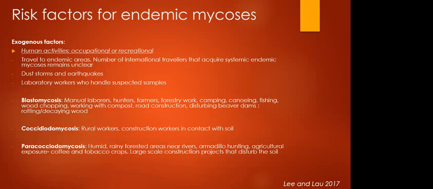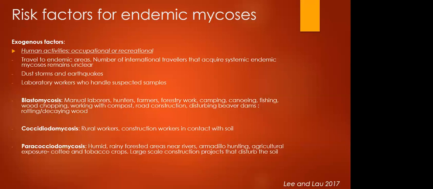So each of the endemic mycoses have specific exogenous risk factors. There are certain areas where these fungi thrive. And so when we're taking a history, we need to specifically ask about this. So where did they go? What did they do? Where do they work? What exactly were they doing? Where did they stay? Because all of this can give us clues as to which mycosis it could be.